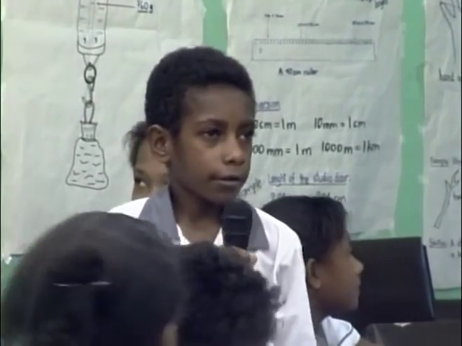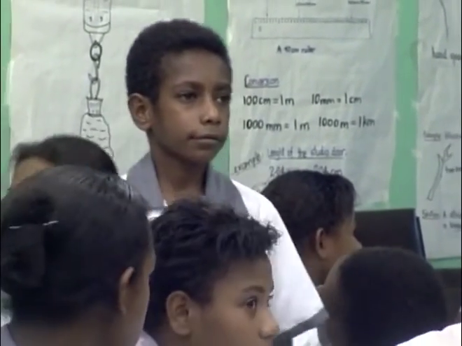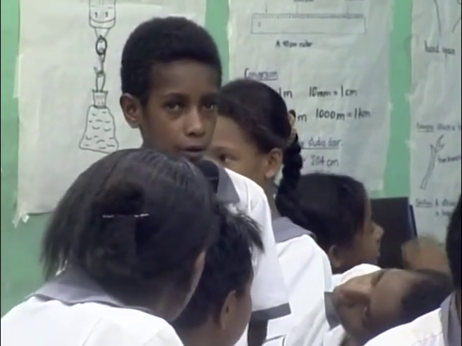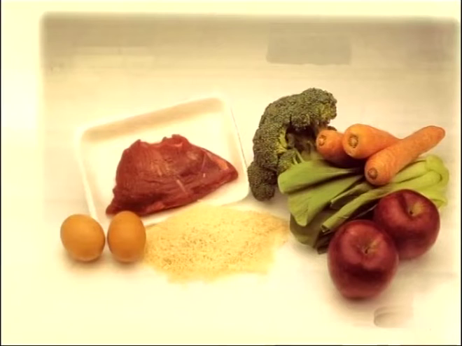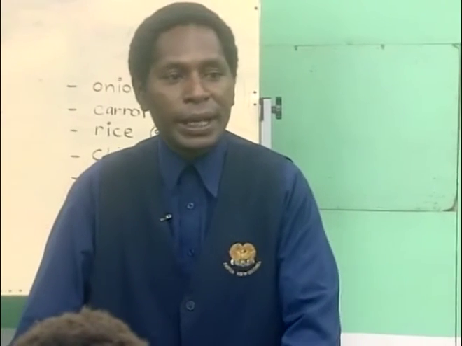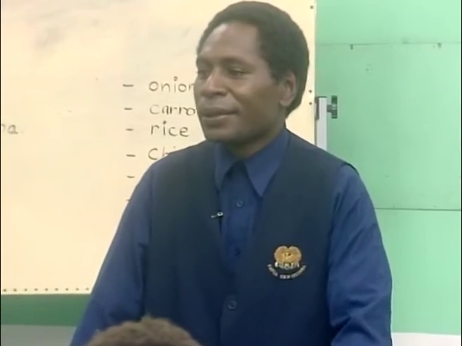Right. Let's hear from Luis. Carrot. Carrots. Right. What part of the plant is the carrot? Roots. Okay. Carrot is the food, and it comes from the root part. Thank you, Luis. Elizabeth. Egg comes out from the chicken, and chicken eats the rice. Very good. Egg comes from a chicken, and chicken eats grass.